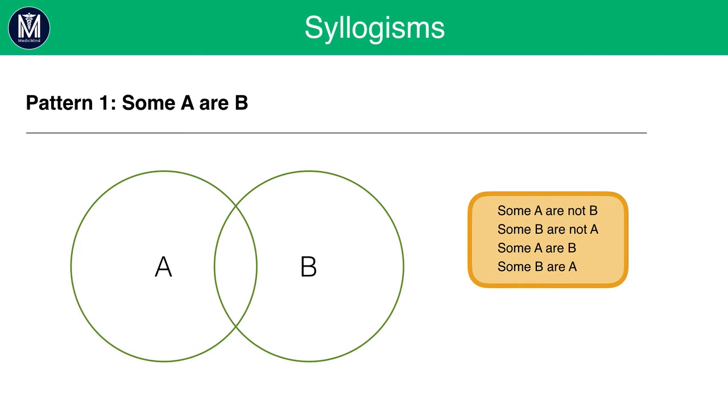So the first pattern you may get is some A are B. Now what can you deduce from this Venn diagram? You can see that some A are not B because some of the A does not overlap with B. You can say the same for B. Some B are not A because some of B does not overlap with A. You know that some A are B because there is a section that overlaps in the middle. And you know that some B are A because a section overlaps in the middle.